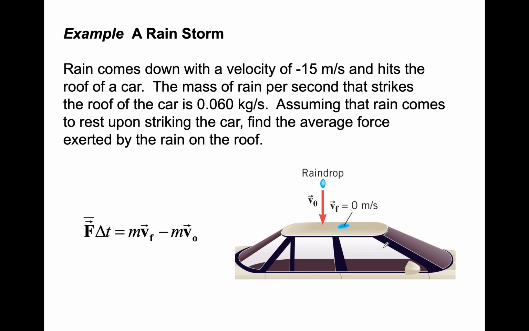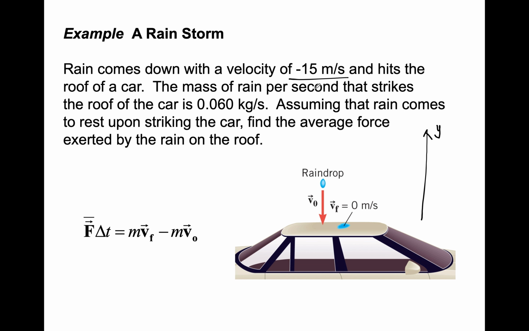So we can do an example to try to understand that. The rain comes down with velocity negative 15 meters per second and hits the roof of a car. When the raindrop hits the roof of the car, it stops on top of the roof, so its velocity becomes 0. The initial velocity is negative 15 meters per second. So apparently we choose positive to be pointing up. The rain is going down, so the velocity of the rain is negative 15 meters per second.